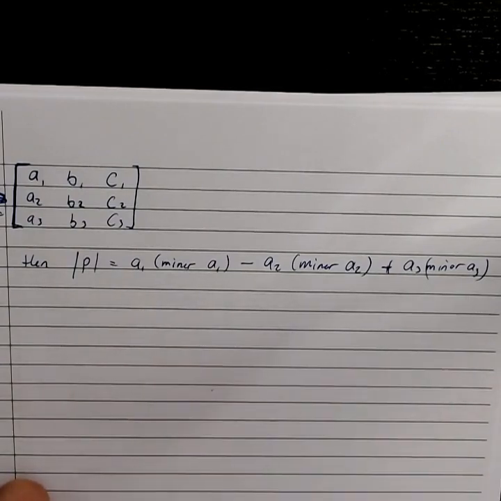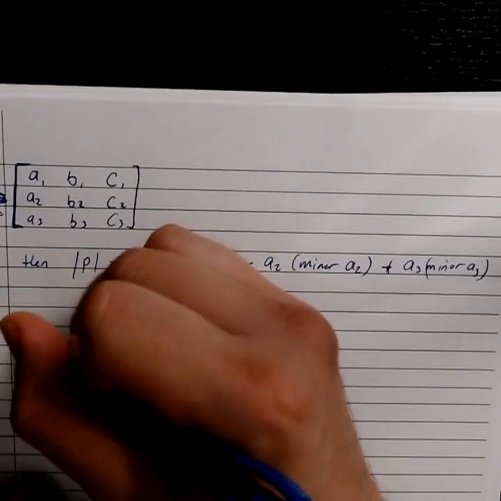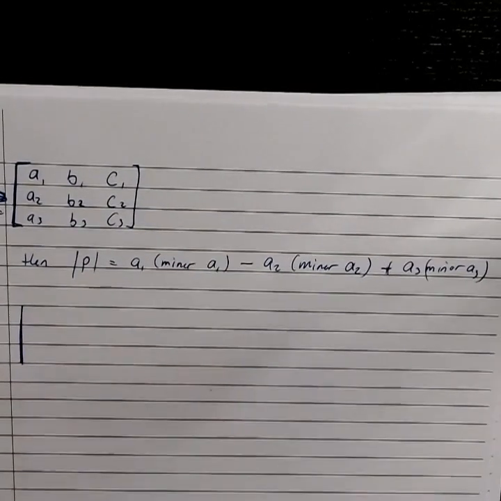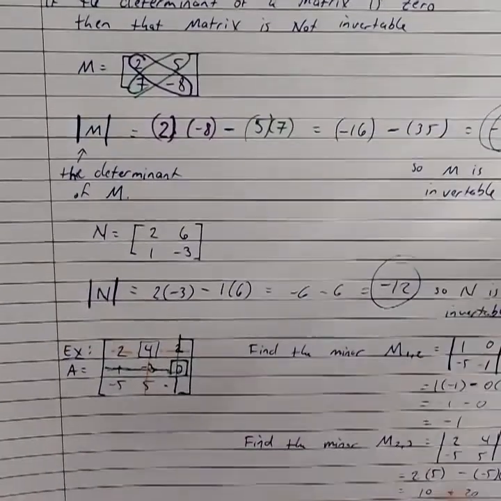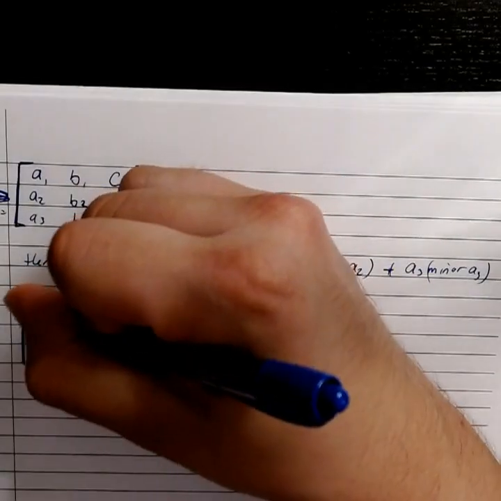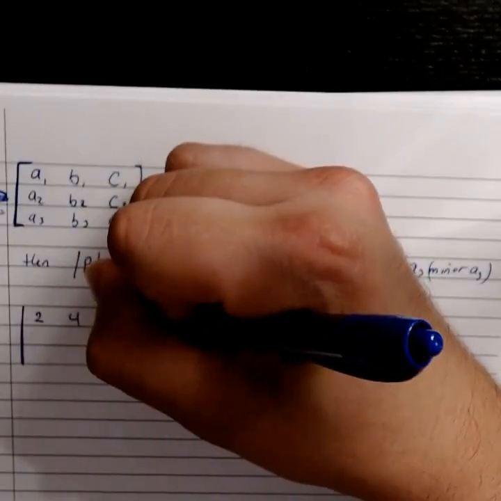All right, so let's take a look at an example. Let's say we want to find the determinant of the matrix, let's see. We were using one just a moment ago when we found minors, so let's go ahead and use that one again. I'm going to say that's 2, 4, 2.